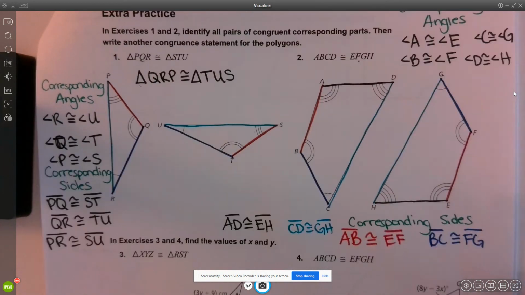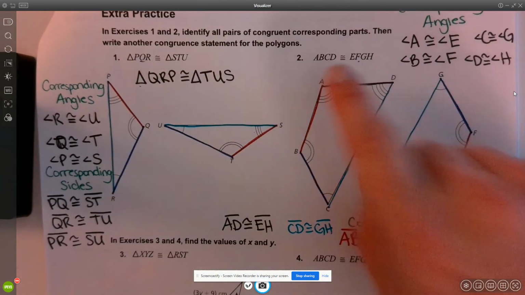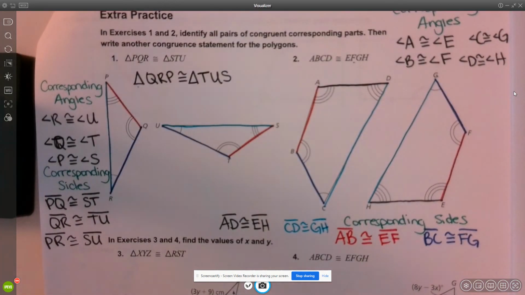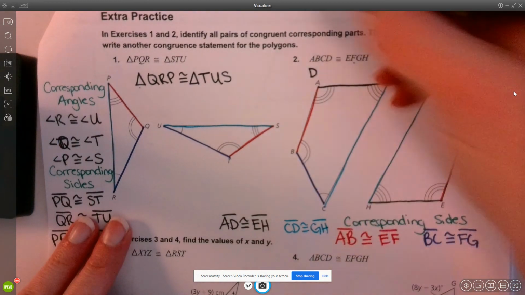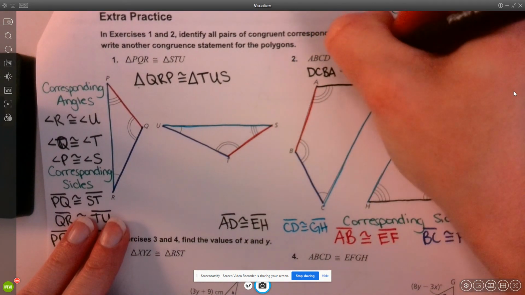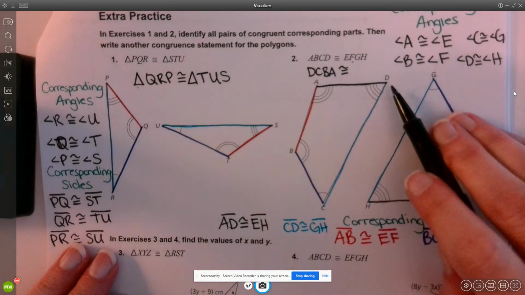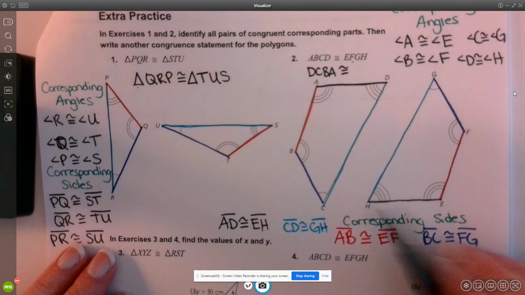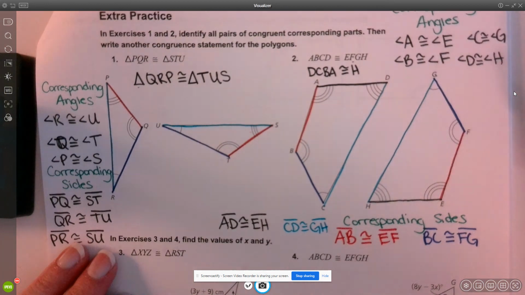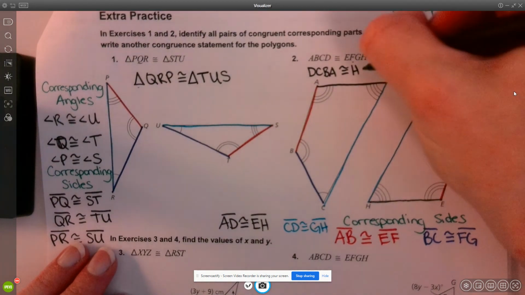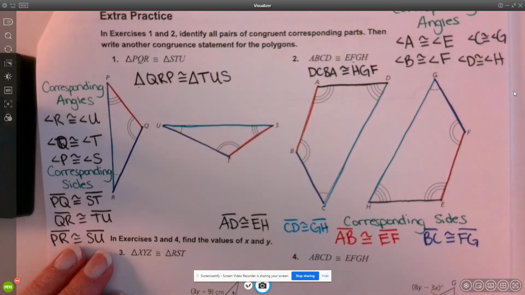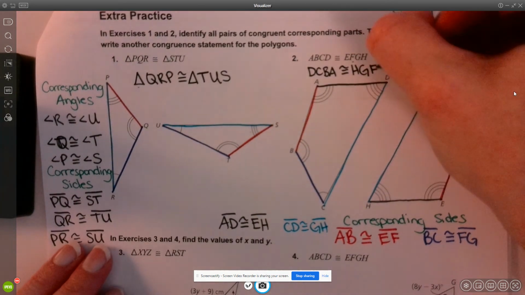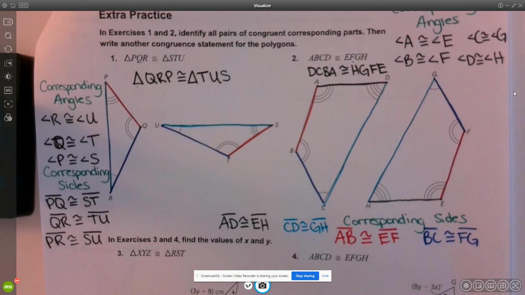So to write a new congruent statement, I just need to change up the order. So I could say quadrilateral DCBA is congruent to, let's see, D corresponds to H, C corresponds to G, B corresponds to F, and A corresponds to E. So I could have written the congruent statement in that order and it would have worked the same.